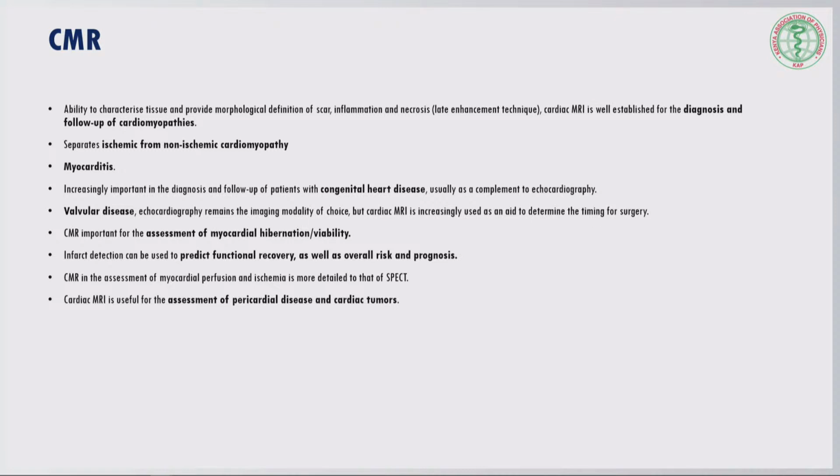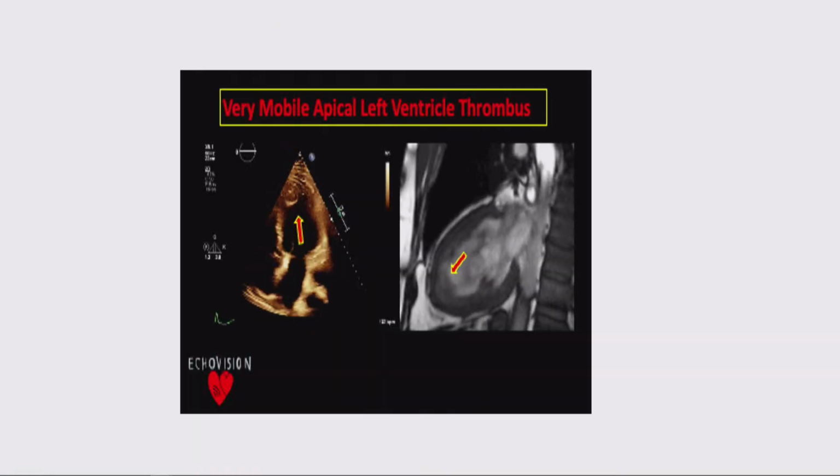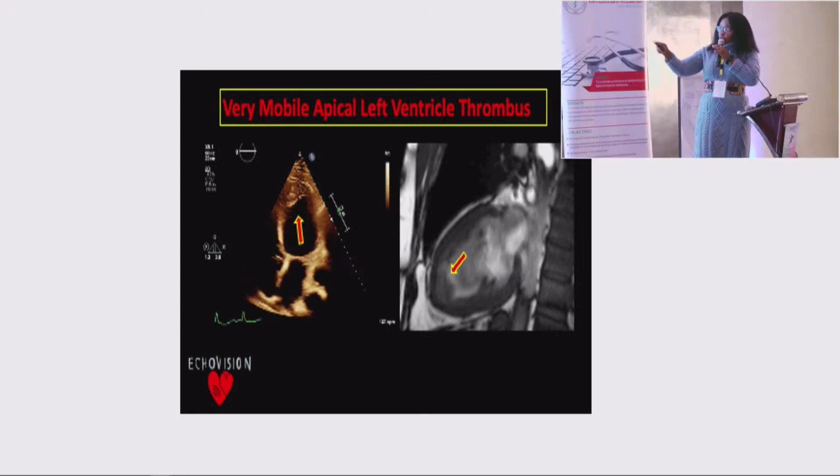So what can CMR do? We are doing all those things, from volumes to derived values like regurgitant fraction to define severity of lesions. And now we do other things like ECV, which helps to differentiate some other things like amyloid and Fabry's and myocarditis. Look at this cine image of cardiac MRI with echo on the side.